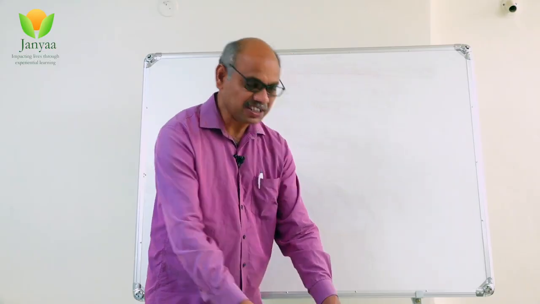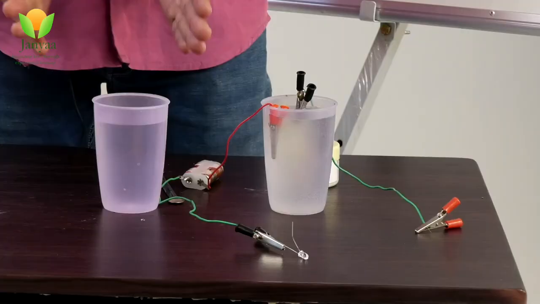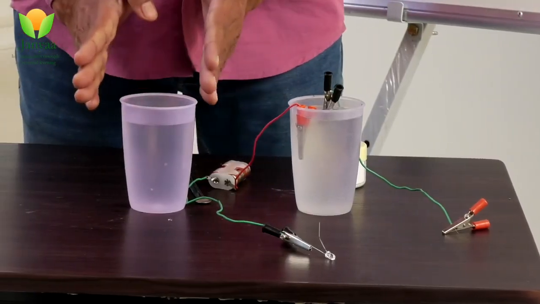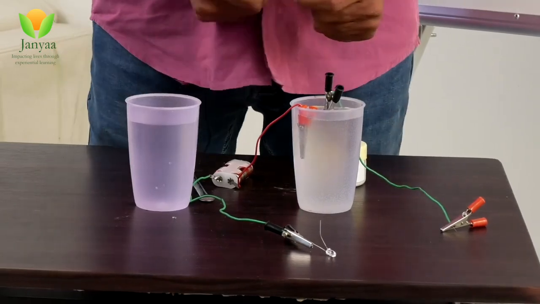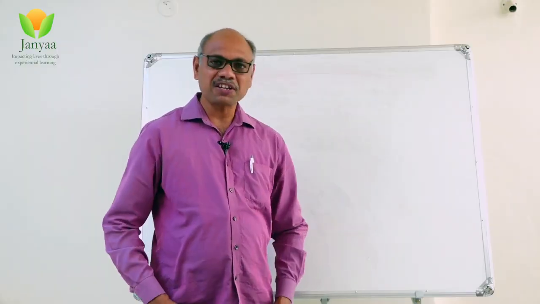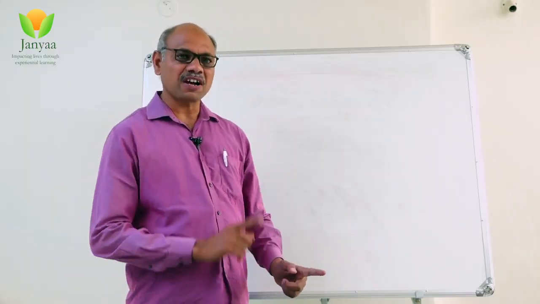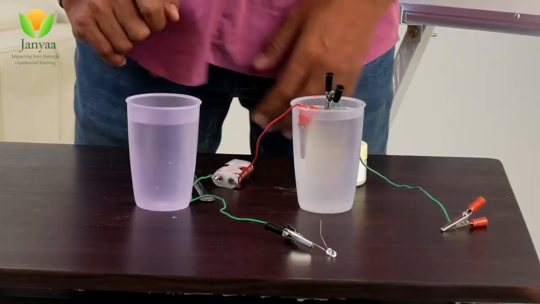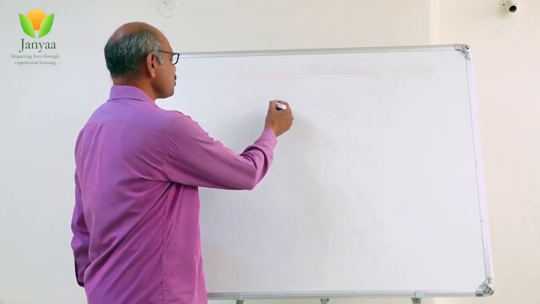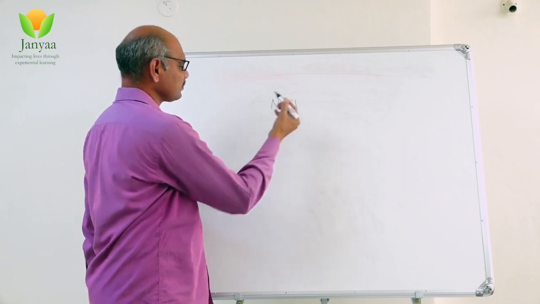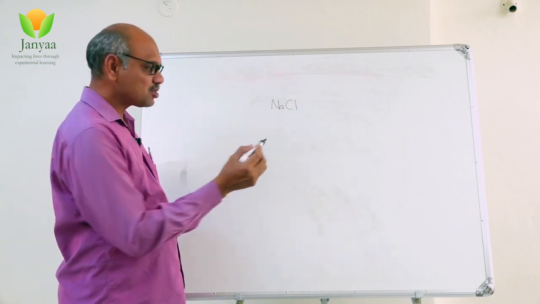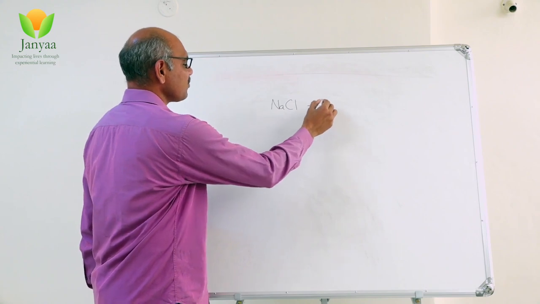What is the basic reason for this? Pure water did not allow current to pass through it, but when you add some salt, water obtained the nature of passing the current through it. What happened? So usually salt is called sodium chloride. This sodium chloride is dissolved in water.